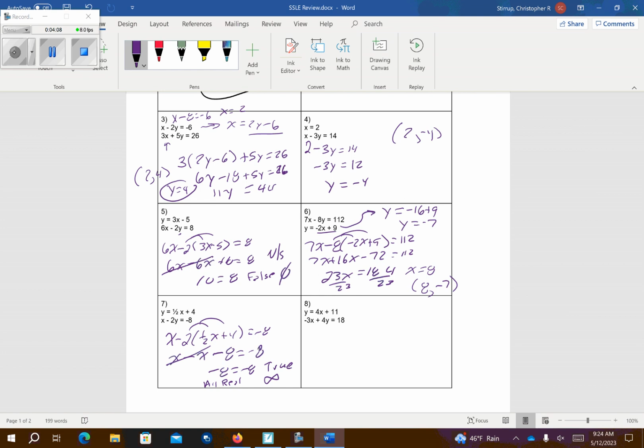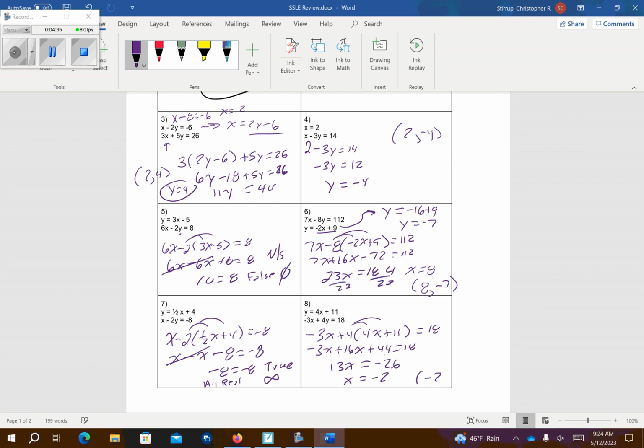Number 8, I'm going to plug 4x plus 11 in for the y on the bottom equation. Let's distribute that over, so negative 3x plus 16x plus 44 equals 18. So that's going to give me 13x. Subtract 44 from 18, so it's going to give me negative 26. So x is equal to negative 2.